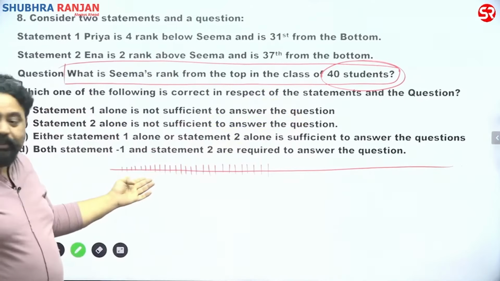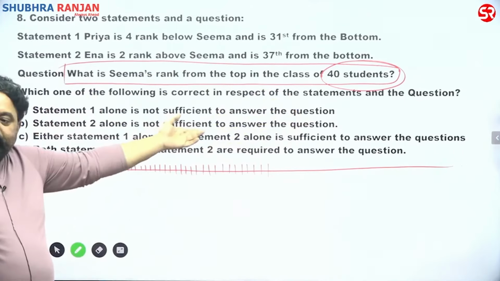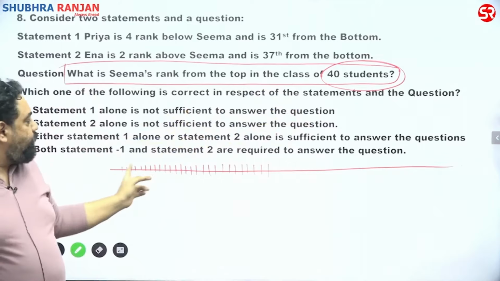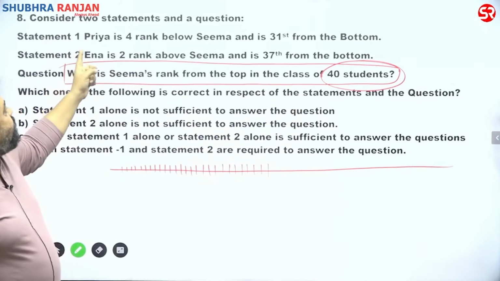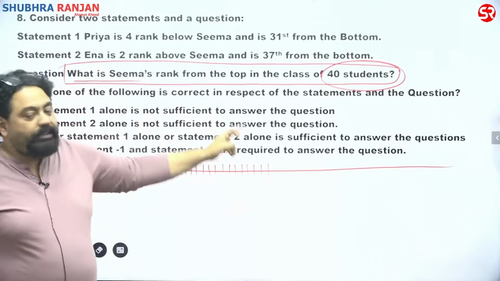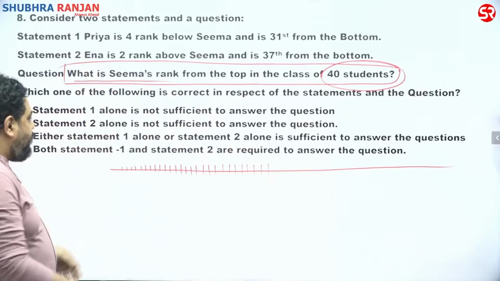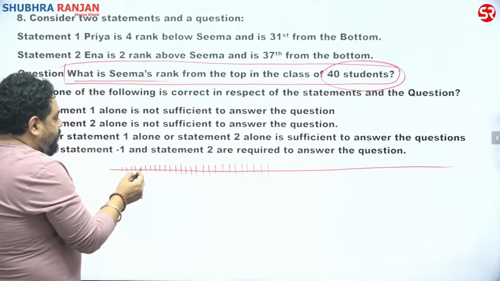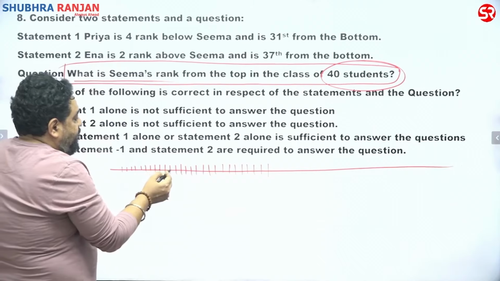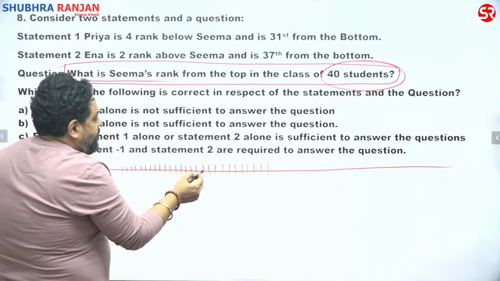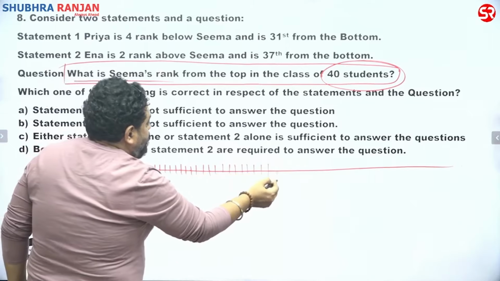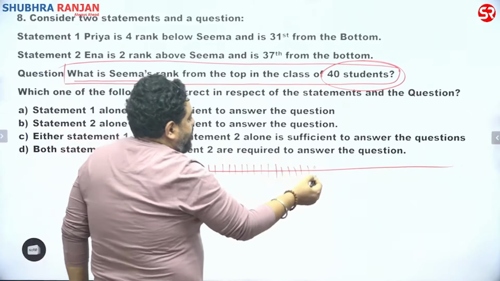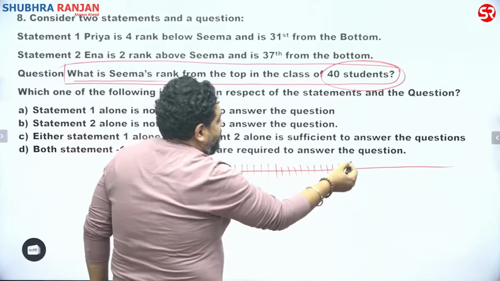So here her position comes to 31st, right? It could have been easily done. There are 40 students, and if I make a total of 40 places, the first statement would definitely give me Seema's rank. If you want me to draw it, I can draw it. 1 2 3 4 5 6 7 8 9 10 11 12 13 14 15 16 17 18 19 20 21 22 23 24 25 26 27 28 29 30 31 32 33 34 35 36 37 38 39 40.